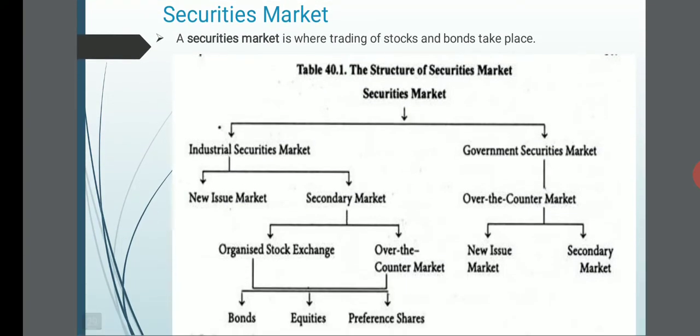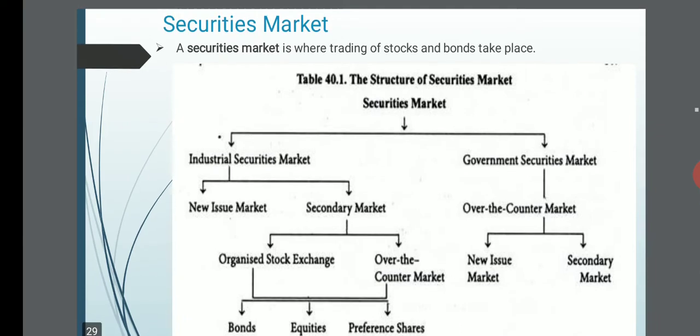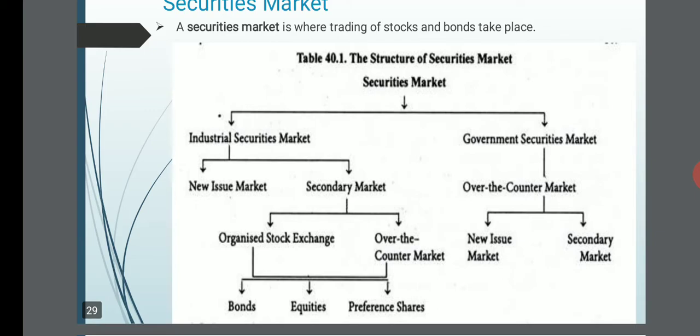And the securities market is where trading of stocks and bonds takes place. Securities markets are the industrial securities market and the government securities market. The industrial securities market has the new issue market, that is the primary market, and the secondary market. The secondary market is a stock exchange. The primary market is a market where securities are issued for the first time. Secondary markets are of two types: organized security market and over-the-counter market. These can be divided into bonds, equities, and preference shares.